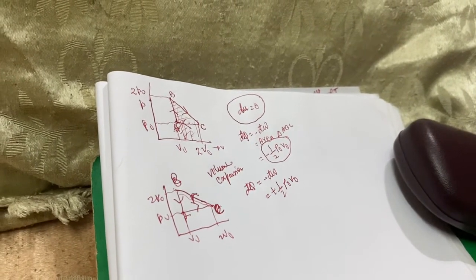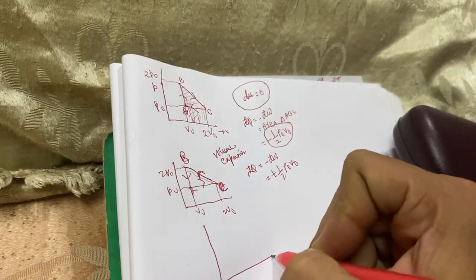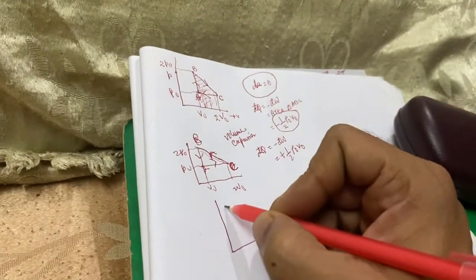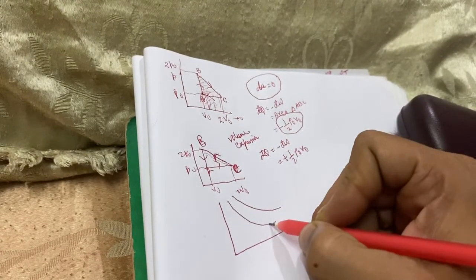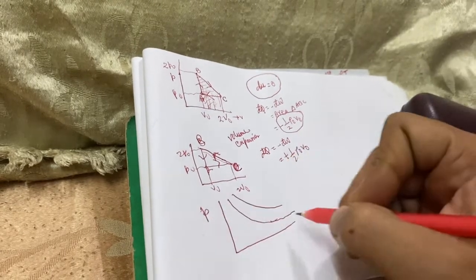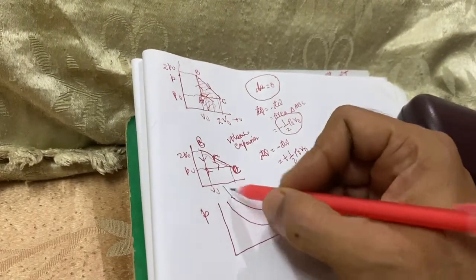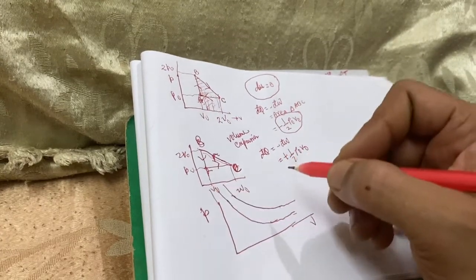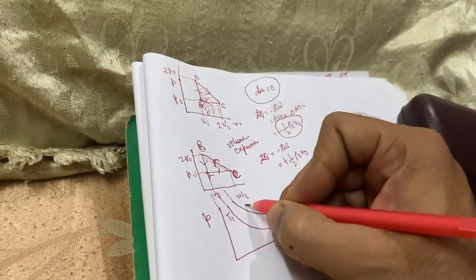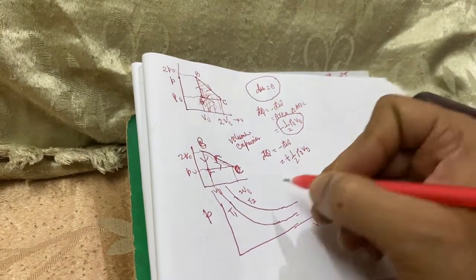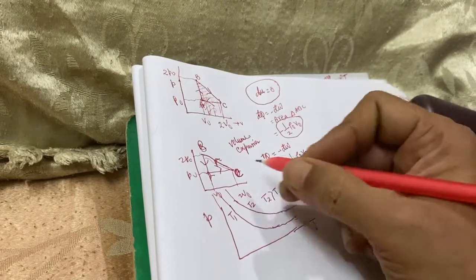Now suppose we plot the isothermal curve. This is the isothermal curve on the PV diagram for an ideal gas, a rectangular hyperbola. PV is equal to constant. Isothermal means temperature is constant. If it is performed at temperature T1, and if it is performed at temperature T2, then T2 must be greater than T1, and so on.